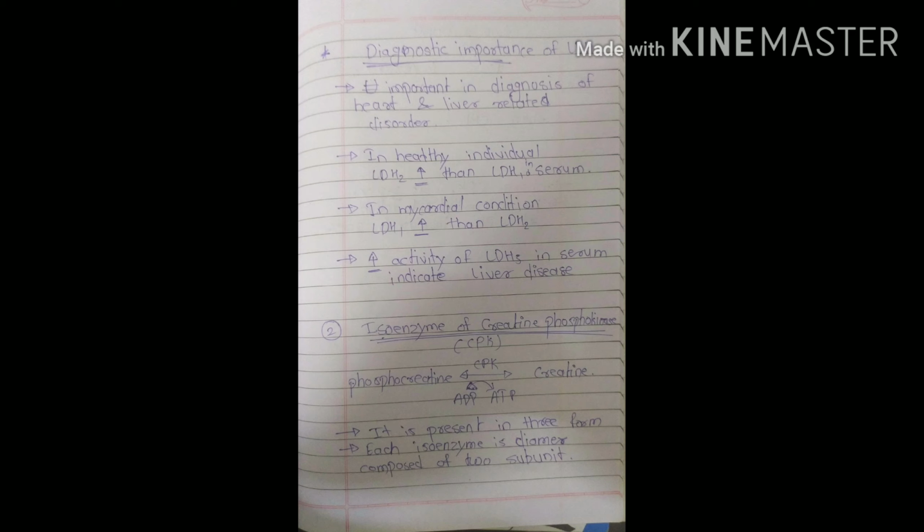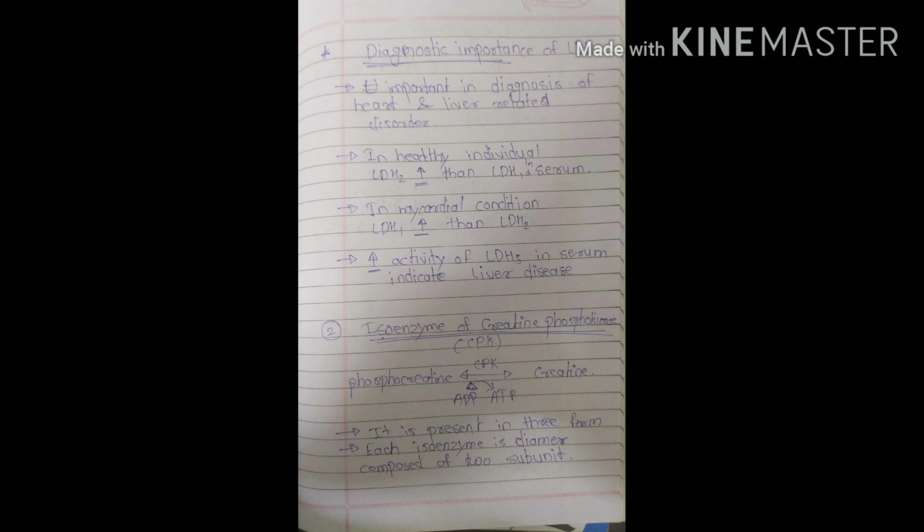The next is the diagnostic importance of LDH. This isoenzyme is important in the diagnosis of heart and liver related diseases. In a normal healthy individual, the LDH2 is larger than LDH1 in serum, but in myocardial conditions, the LDH1 is greater than LDH2. Also, an increase in the activity of LDH5 in serum indicates liver disease.